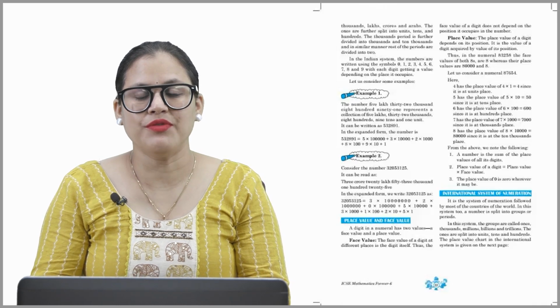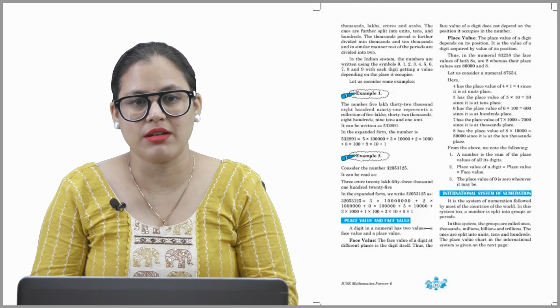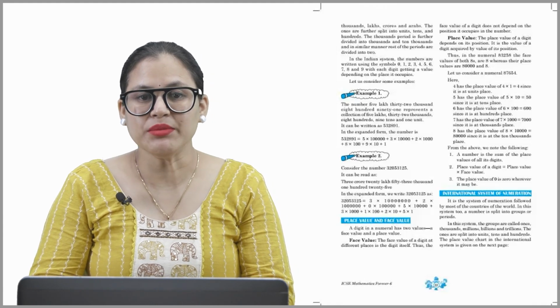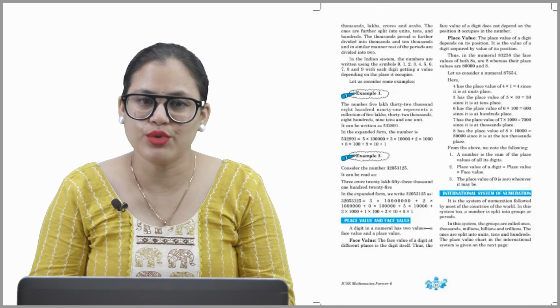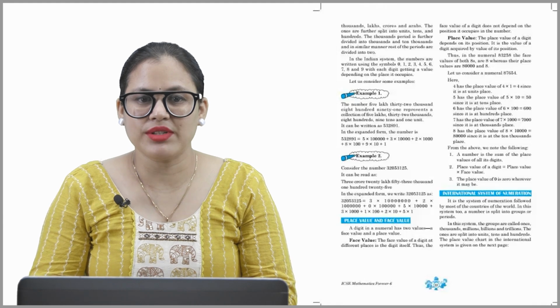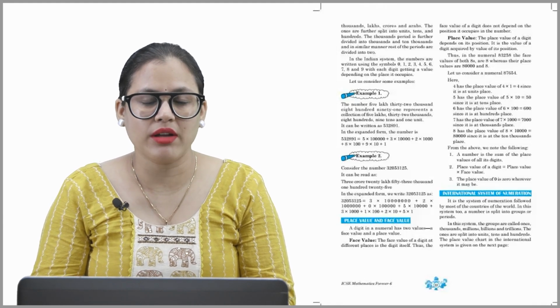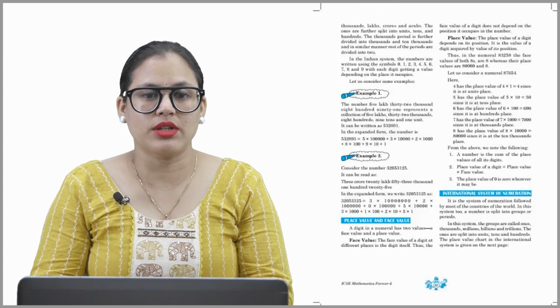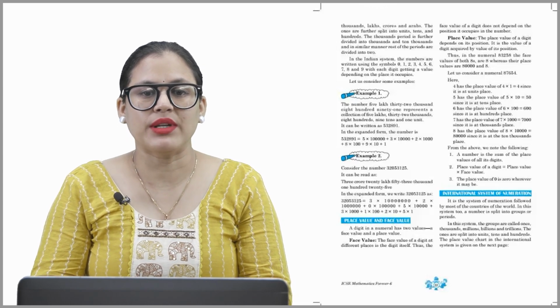The ones are further split into units, tens and hundreds. The thousands period is further divided into thousands and 10,000s. And in a similar manner, the rest of the periods are divided into two. In the Indian system, the numbers are written using the symbols 0, 1, 2, 3, 4, 5, 6, 7, 8 and 9, with each digit getting a value depending on the place it occupies.